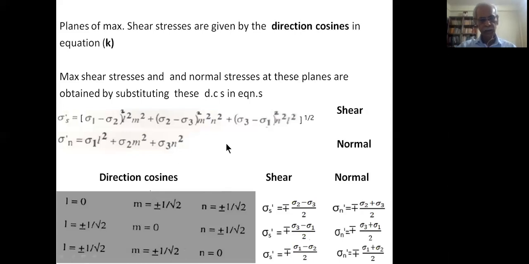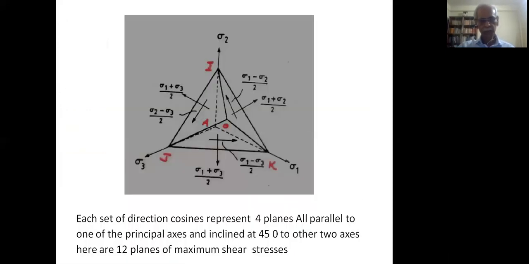Okay, so it is very easy to find out, for a set of conditions, what the principal stress is and what the maximum shear stress is. So I'll go to a small problem to demonstrate this. Before that, I wanted to have a pictorial view of the shear stresses.